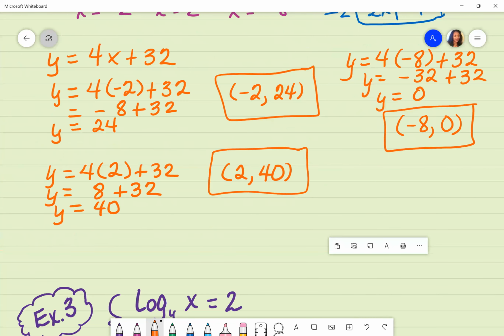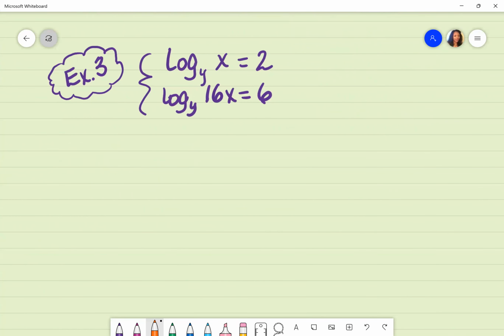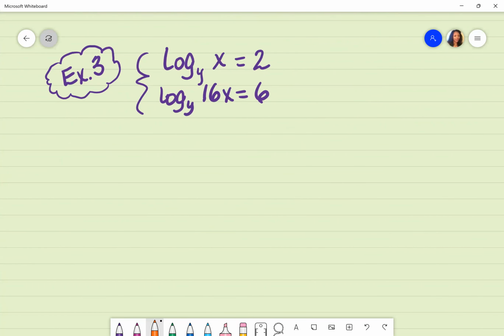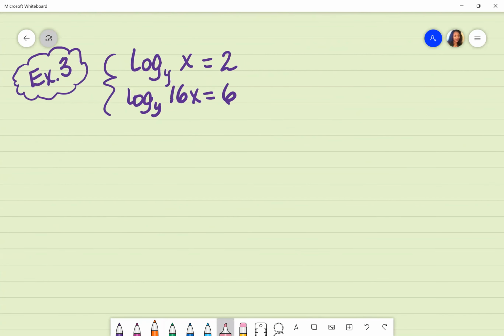And then my last example is going to be example 3, which deals with logs. So what I want to do for that first one is rewrite this in exponential form. So what that looks like is taking my base, going to the opposite side and coming back around to the first side and getting rid of the word log. So that would look like y raised to the second power is equal to x. So you notice I've isolated x by itself.